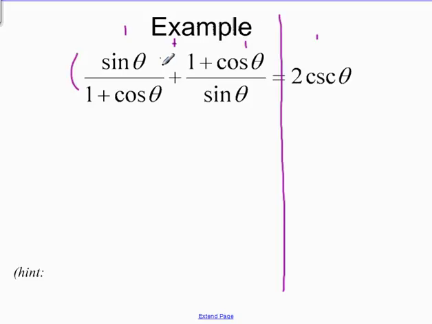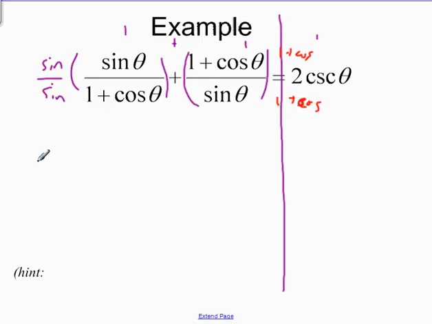So this side gets multiplied by sine over sine. And remember, you have to multiply the top and the bottom because these are expressions. Since you're working it out as an expression, you have to keep it the same, and the only way to do that is to multiply by an equivalent of 1. This side here is going to get multiplied by 1 plus cosine over 1 plus cosine.